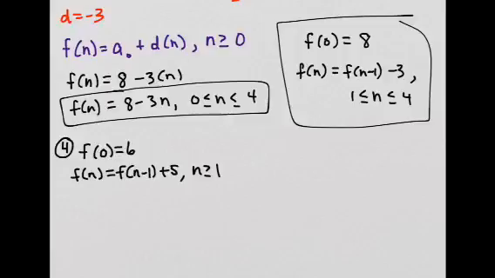Okay, so for number 4, they gave you the recursive, and they're asking that you write the explicit. So you would say f of n equals the first number on the list, which is 6. The difference is 5. Okay, and since we're starting with 0, we just do the n. Okay, and then we just say n is greater than or equal to 0.